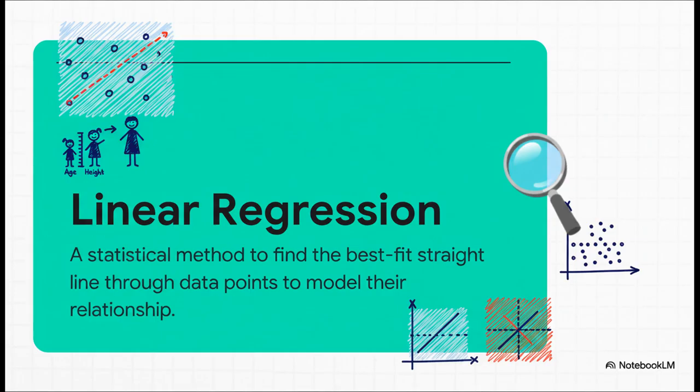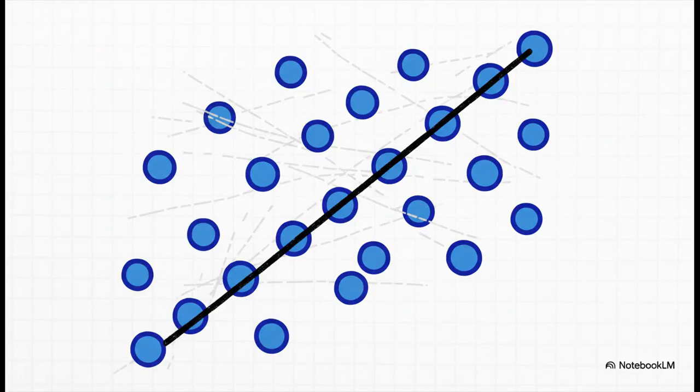It's a method for finding the single best straight line that slices right through all our data points and best describes their relationship. So this is the key. Think about it. Out of all the trillions of possible lines you could draw through that cloud of dots, regression finds the one line that is, on average, the closest it can possibly be to every single dot at the same time. It's like the ultimate compromise.